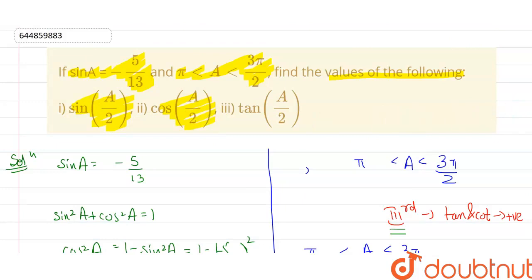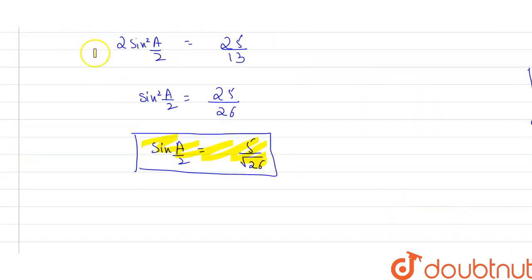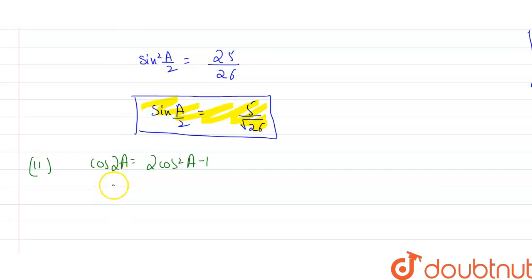Okay guys, now we will move to the second part. It says that my second part is cos of A by 2. First of all, we know the identity again: cos of 2A is also equal to 2 cos square A minus 1. So if I have to do the half angle again, this will become cos of A equals 2 cos square A by 2 minus 1, right? No confusion here.